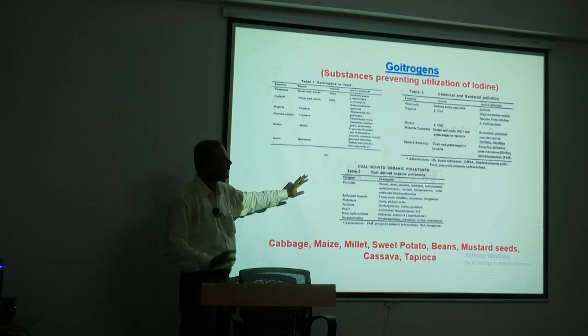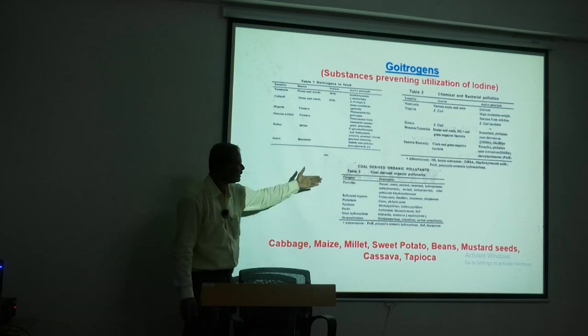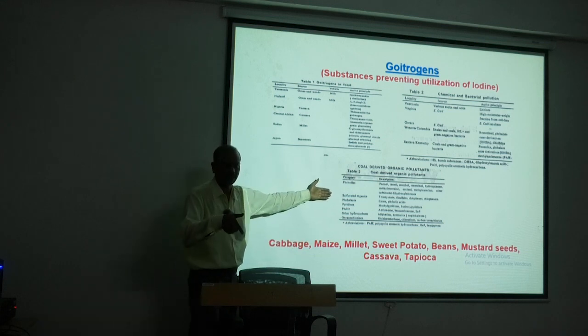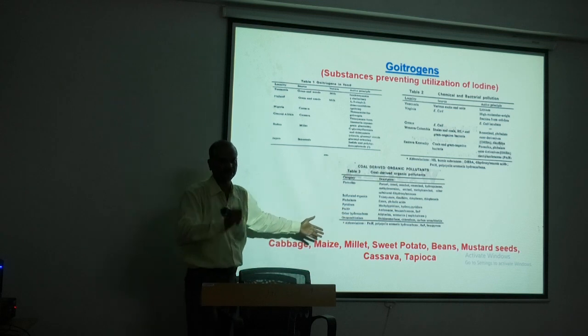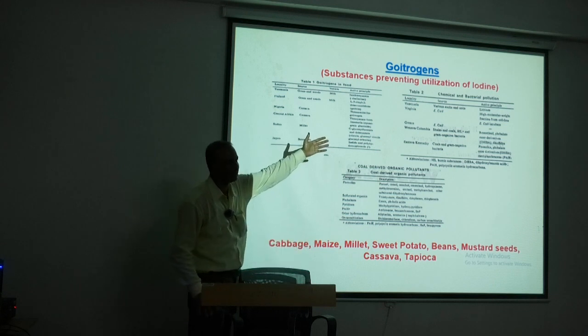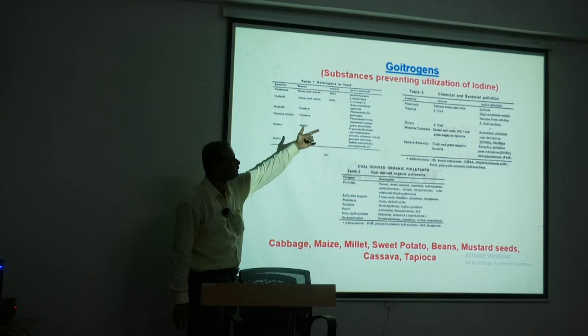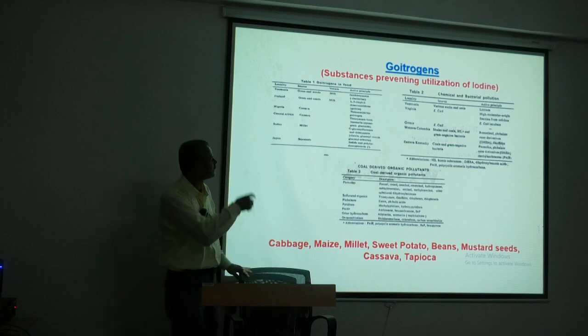Just to tell you that you may be taking an adequate amount of iodine, but if the water in that particular area has a high amount of these compounds, that iodine will not be utilized. Obviously, this is an artificial deficiency of iodine. That is what I want to say. Now, many people are taking well water. If that is contaminated with bacteria, that will also produce some amount of goitrogenic substances.